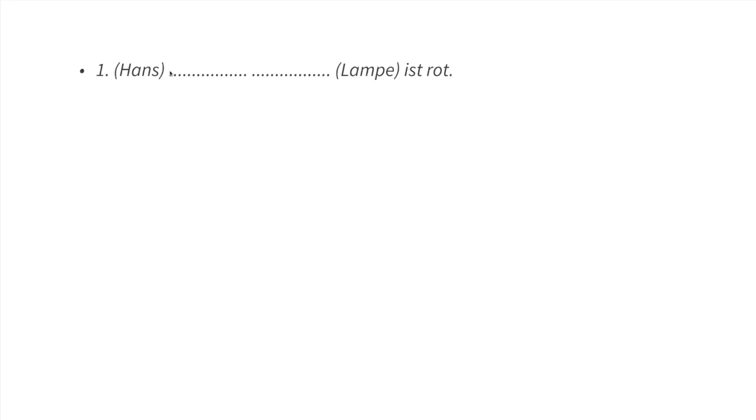Hans' Lampe ist rot. Now, Hans' Lampe ist rot. Why Hans' Lampe and we don't add an S? We have already an S, and if this is the case, then we add only an apostrophe in this case. We're gonna color this. Let's go on.